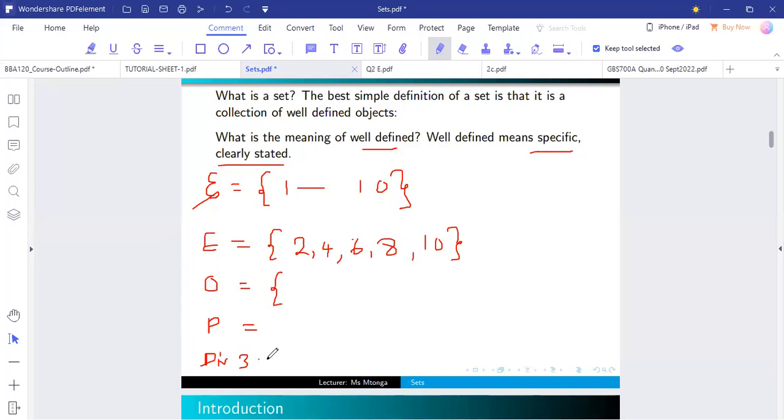Okay, who can give us a set of odd numbers? Odd numbers are 1, 3, 5, 7, 9, going forward, yes, up to 10 within the universal set. What about prime numbers? Numbers divisible by 1 and itself. Which ones are the prime numbers in here?